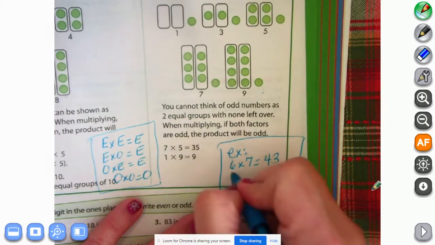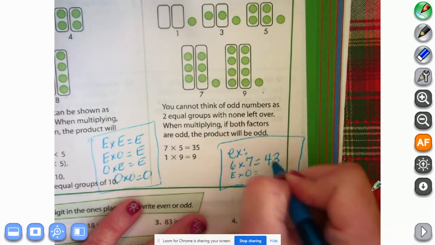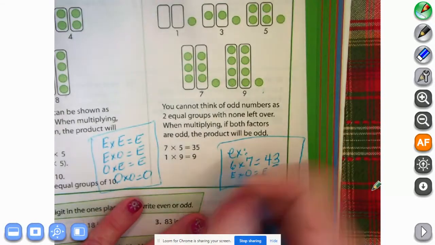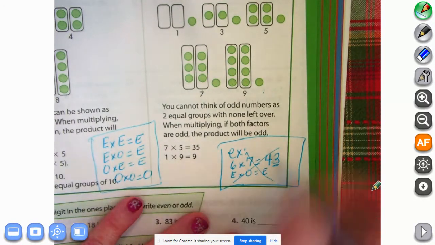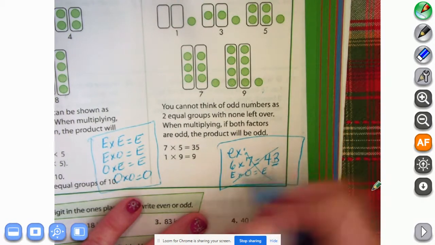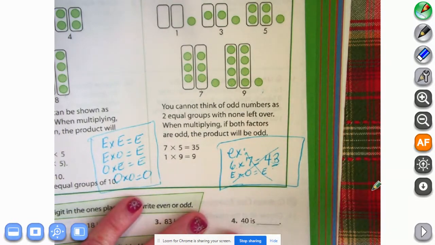Okay, I can see that this is an even and this is an odd. And so this needs to be an even answer. And 3 is not even. So this would be incorrect. And that way I can say, oh, okay, if there's an even times an odd and I got an odd answer, then I did something wrong and I can redo it.